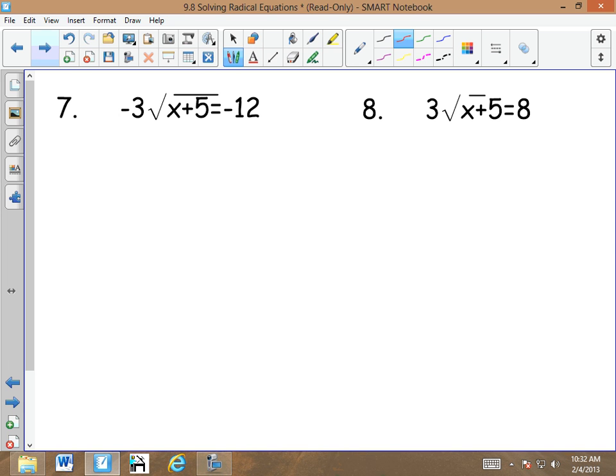Now, let's look at number 8. I want you to understand in number 8, the 3 is outside, and that 5 is outside. That 5 is not in the radical house. So, what do I get rid of first, the 3 or the 5? Let's look at this.